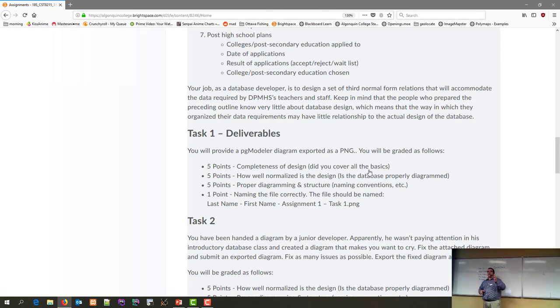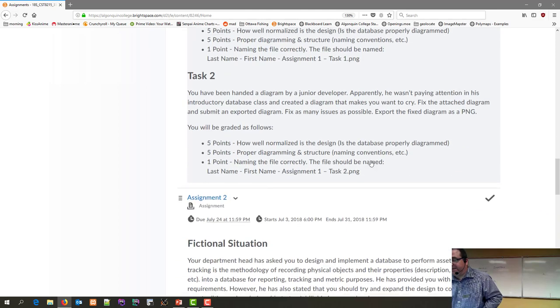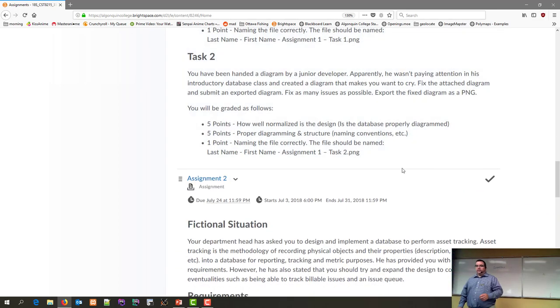And once again, I guarantee out of that set of 5 points, 40% of you will get 2 out of 5. Why? Because apparently people don't know how to follow naming rules. Can't say I didn't warn you. That's task one. Task two.